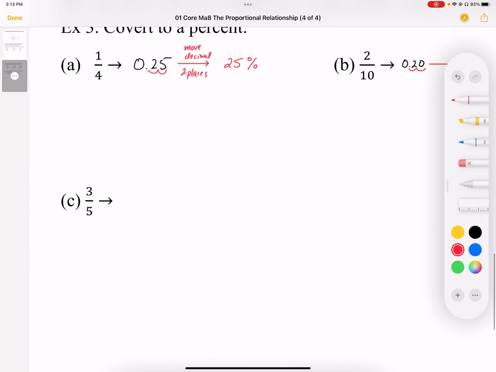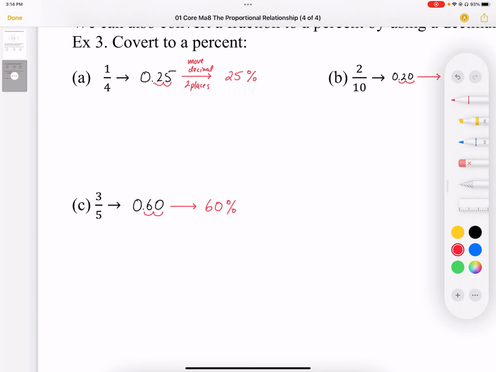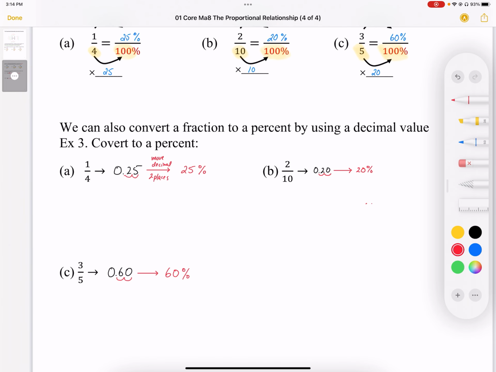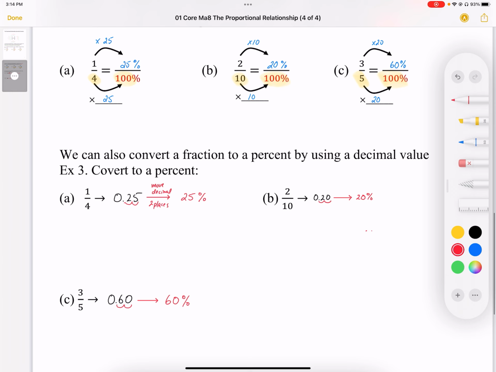So 3 over 5, first convert to decimal. 3 divided by 5 on my calculator gives me 0.60. Converting that into a percentage, we move that decimal 1, 2 places, and we end up with 60%. And we can see that that's the same as what we got in the previous one where we used the proportion to do the same thing. So we have a choice here. We can use a proportional equation. We could also use this strategy of converting to a decimal and then moving the decimal place 2 places.